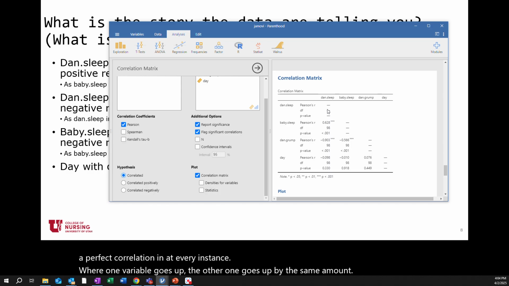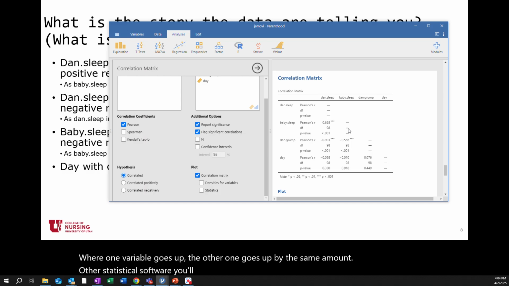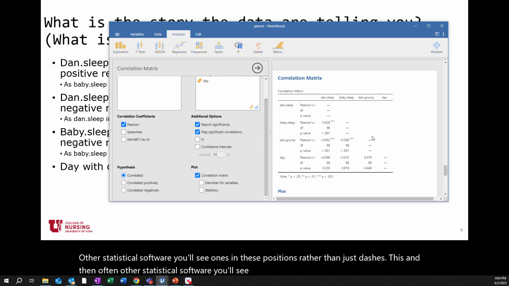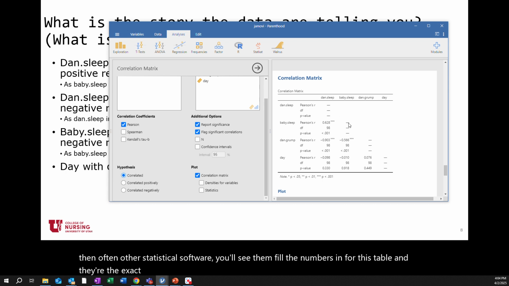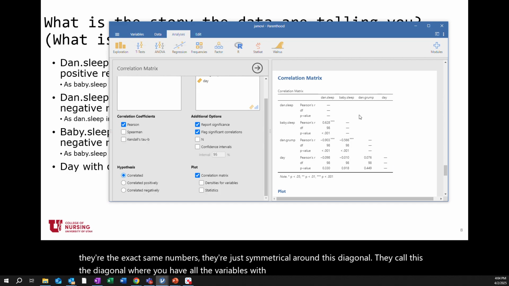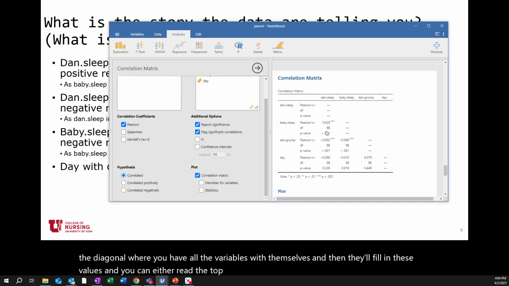Other statistical software, you'll see ones in these positions rather than just dashes. Often other statistical software will fill the numbers in for this table, and they're the exact same numbers. They're just symmetrical around this diagonal. They call this the diagonal, where you have all the variables with themselves, and then they'll fill in these values, and you can either read the top of the table or the bottom of the table.